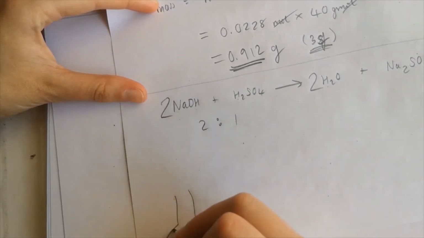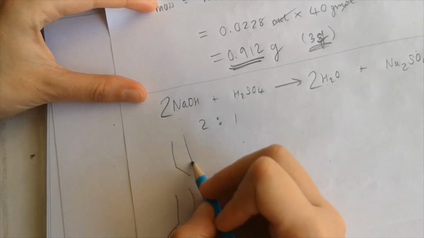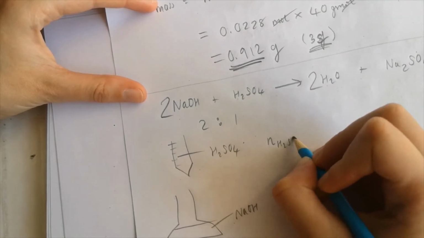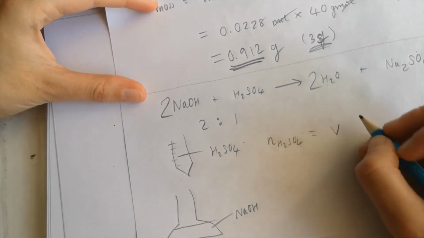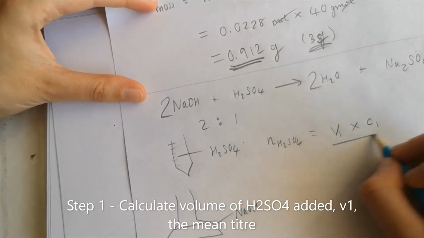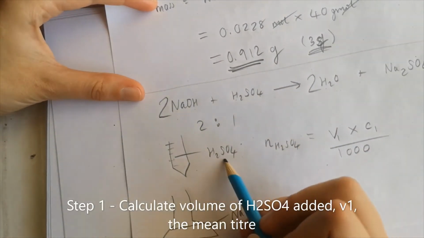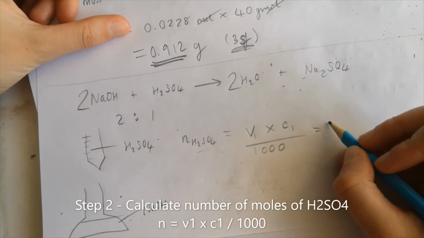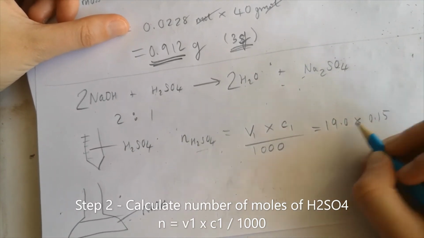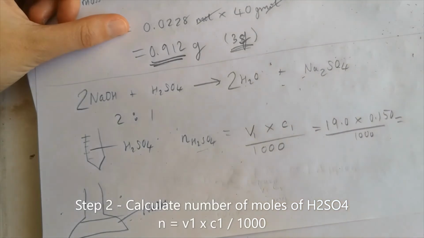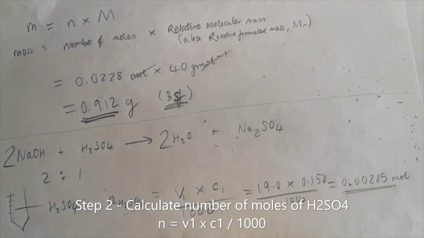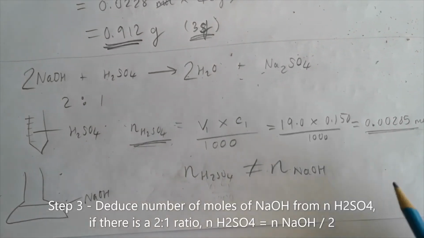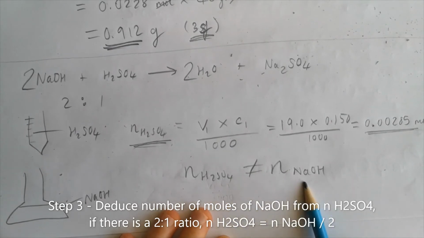If we imagine our setup again, we have sodium hydroxide in our conical flask and H2SO4 as the acid in our burette. We can calculate the number of moles of H2SO4 by using the volume from the titer, the mean titer V1, and the concentration will be on the bottle of the H2SO4 acid, but you should be told this in the question. Let's sub some numbers into it using exactly the same numbers as before. Again, we end up with this very small number of moles of H2SO4. And unlike before, the number of moles of H2SO4 is not equal to the number of moles of NaOH.